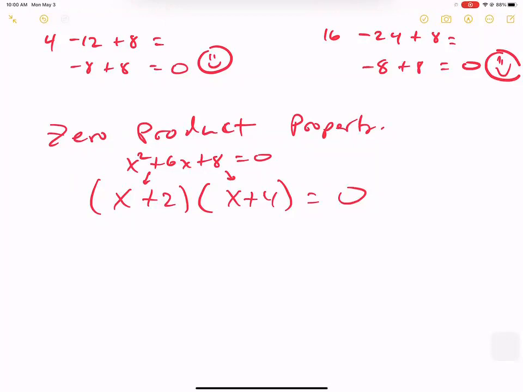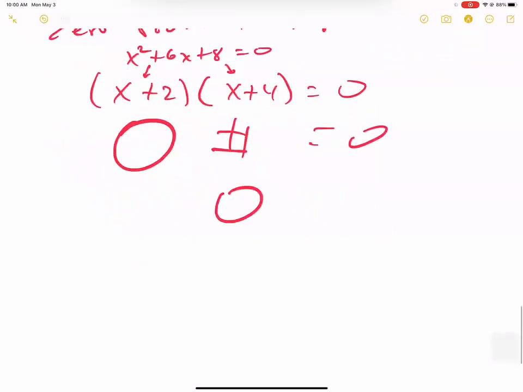Okay. And then we say this: if I make this guy 0, what's 0 times anything? Wouldn't that be 0? What if I make the right side 0 times anything? Wouldn't that also be 0? And this is where the trick happens. The trick says, hey, what if I make x plus 2 equal to 0? What if I make x plus 4 equal to 0?